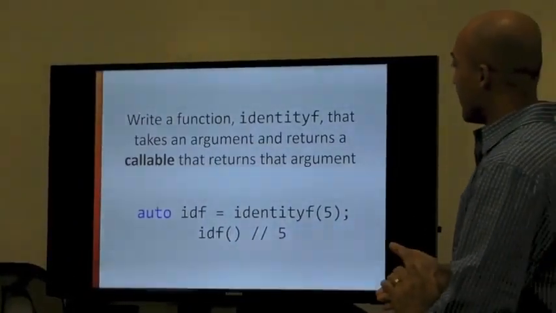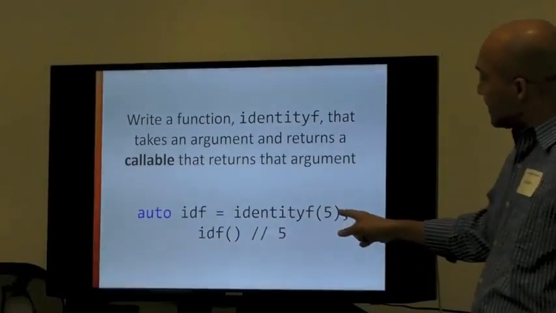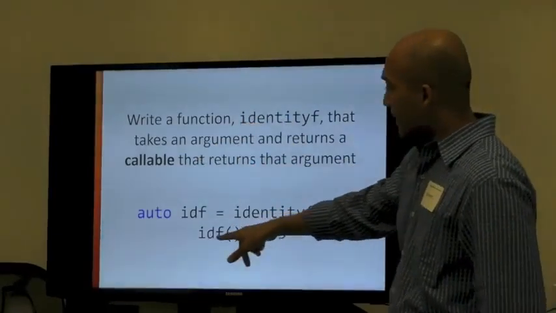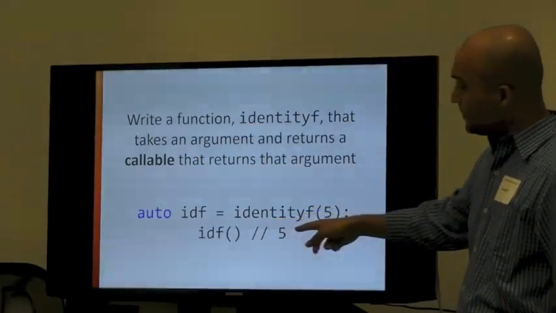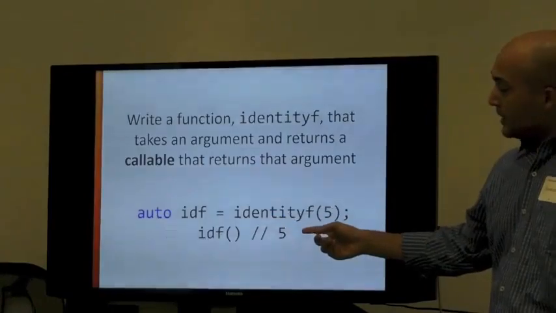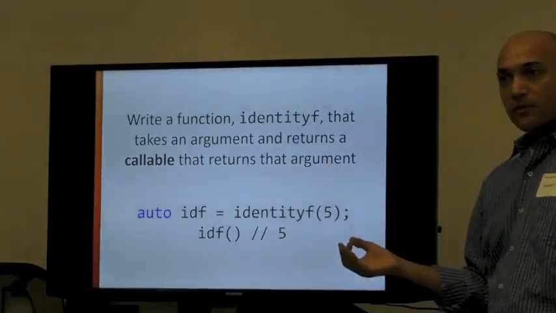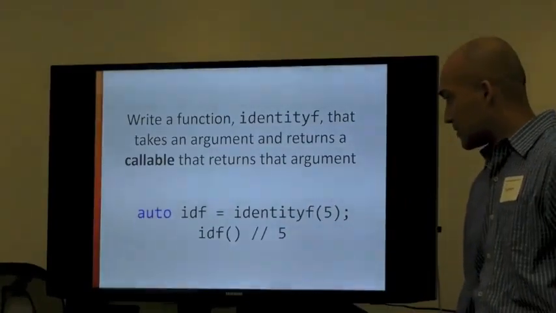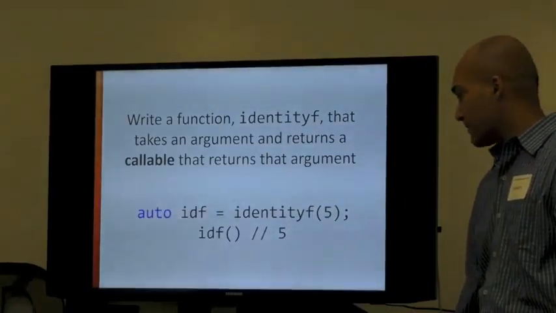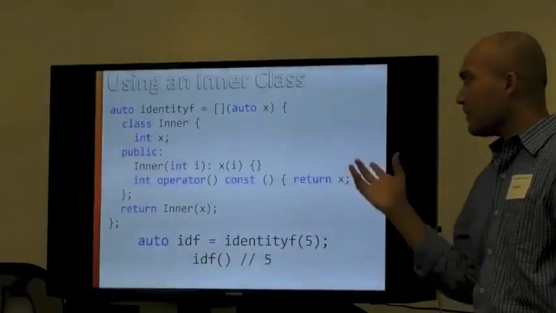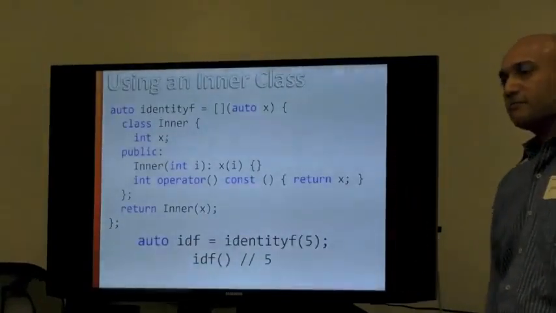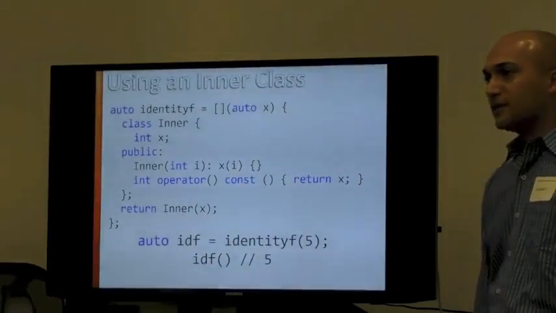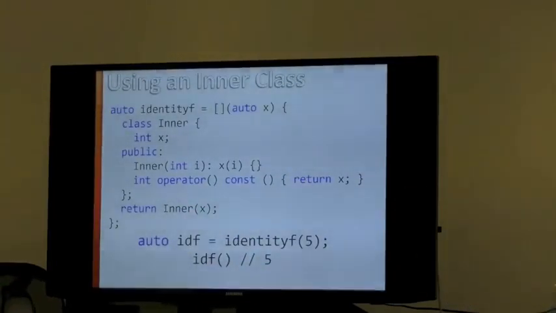Okay, so enough of that. Identityf: we want to return a callable, could be a class or whatever, and when that is called, it essentially returns 5. IDF is not 5; when you call IDF, it returns 5. For any of these questions, if you want a few seconds to think about it, I'll be happy to do so. Just think about how it might be implemented.